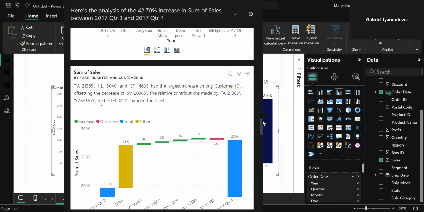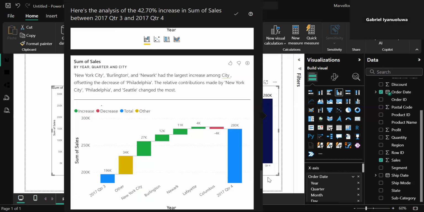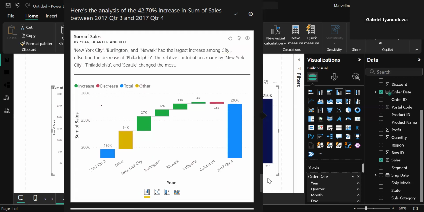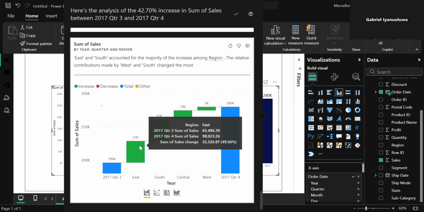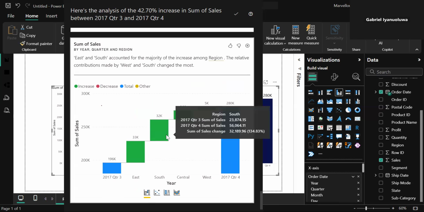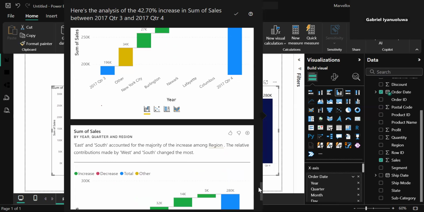So down the line, of course, we are going to be seeing whatever factors we want to see and the city where we had them. So we have this, we have this, we have this. And of course, there's information given to us here that we are considering, also by region, that East and South accounted for the majority of the increase. So you could see that in East, we have almost 33,000, while in South, we are having about 32,000. That was a massive increase across those regions.